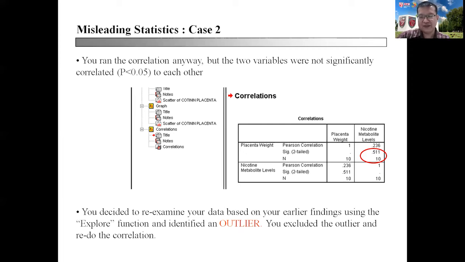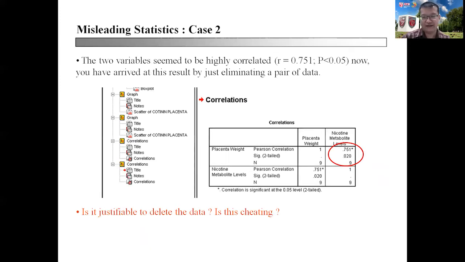So what do you do? You decide to remove the outlier. Remember that pair number 7 is the outlier, so you remove it, and now you look at what happens to the correlation results. Not only that, the correlation becomes much more powerful, with a correlation coefficient of 0.751. The values are also statistically significant, which is indicated by this circle here.